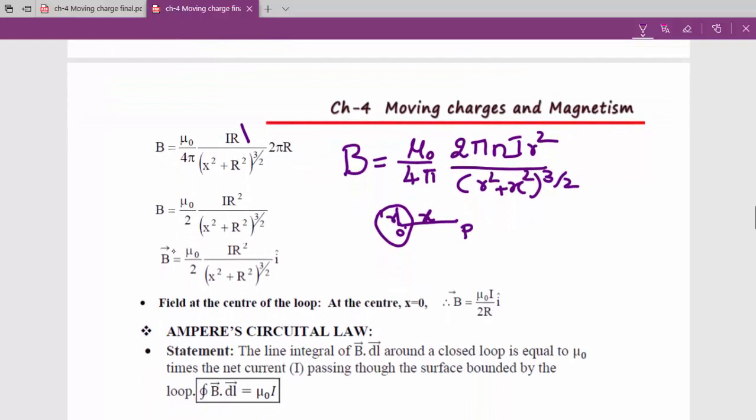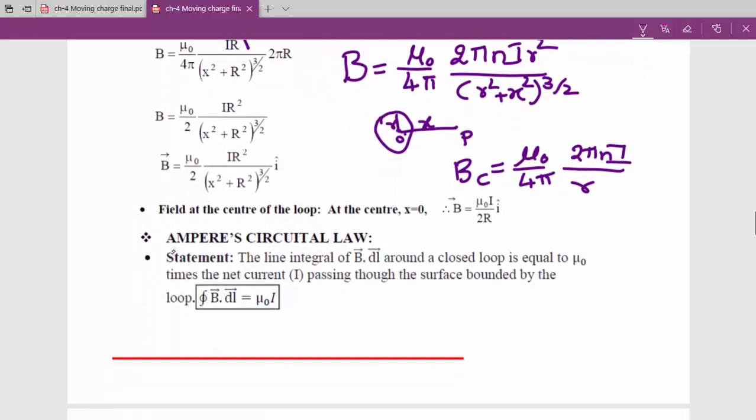And one more, I will write the formula. The magnetic field at the center of the circular coil is mu naught by 4 pi, 2 pi n I divided by r. This is the formula for the magnetic field at the center. B_C equal to mu naught by 4 pi, 2 pi n I by r, where n is the number of turns, I is the current, and r is the radius. And x becomes 0 in this case.